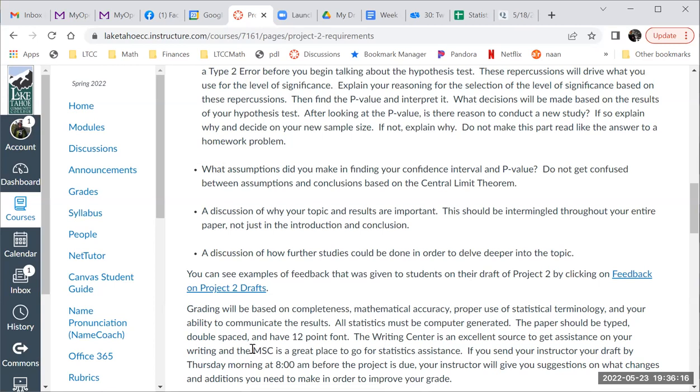Okay. By the way, MSC is Braulio, but you can also use tutors that are not Braulio. Math Success Center. Just letting you know that. So that's pretty much it.